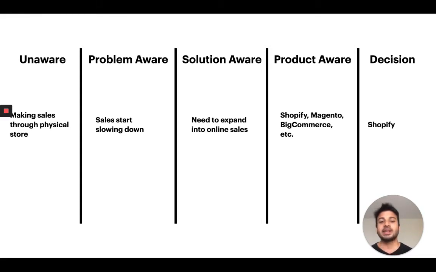So you pick that, and then you say, all right, well, how do I create an online store? And then you start doing more research, and you become product aware. There's Shopify, Magento, BigCommerce, and so on. And as you dig into each of these platforms, you make a decision and you choose Shopify. And that's the process for the buyer journey for a Shopify store. And again, like I said, this could be adapted to any other company.